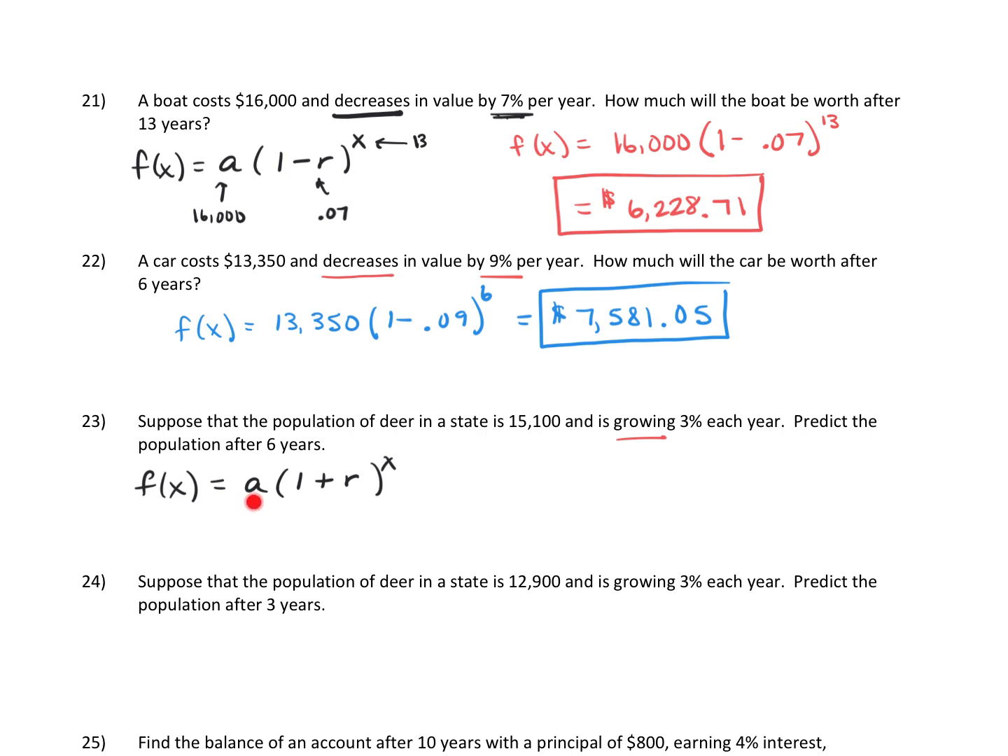Our a value is still going to be our initial amount. In this case, we're talking population of deer, so it starts out at 15,100. So we can go ahead and plug that in, 15,100. And then we have 1 plus r, plus because it's a growth. And our r is this 3%, but as a decimal, 0.03. And then the power of x, that's going to be our number of years, which we can see right here. We want to know the population in 6 years.